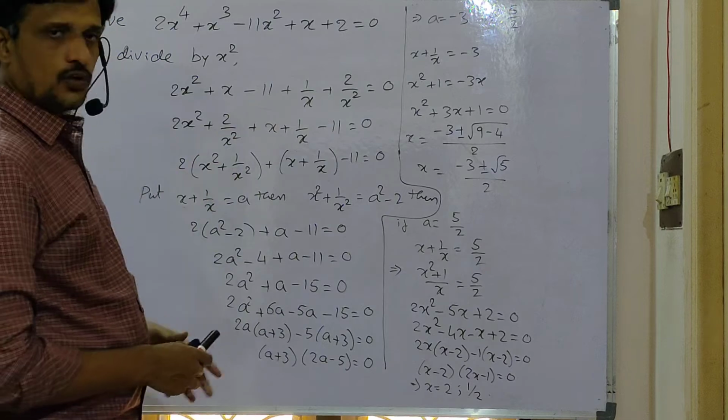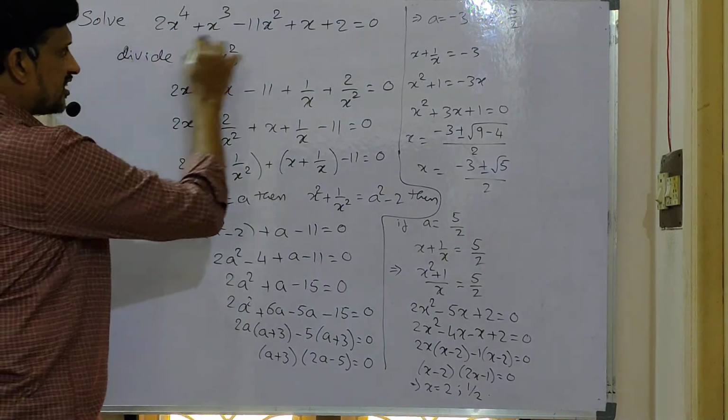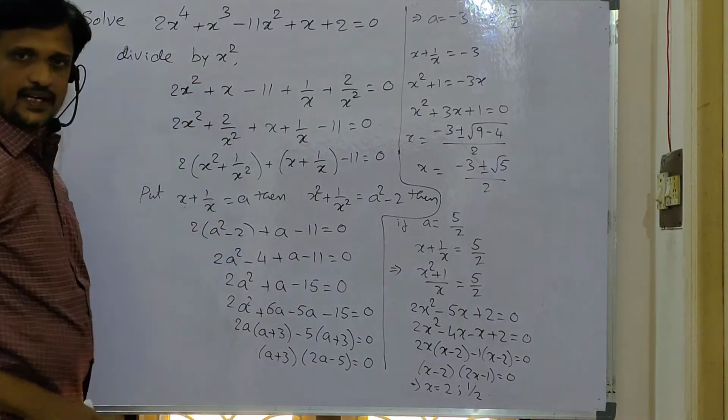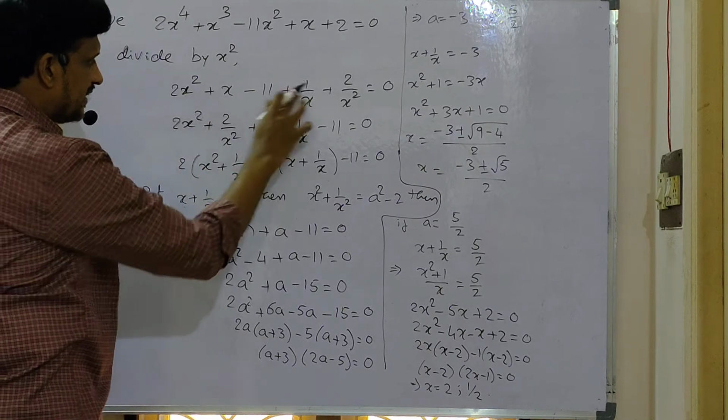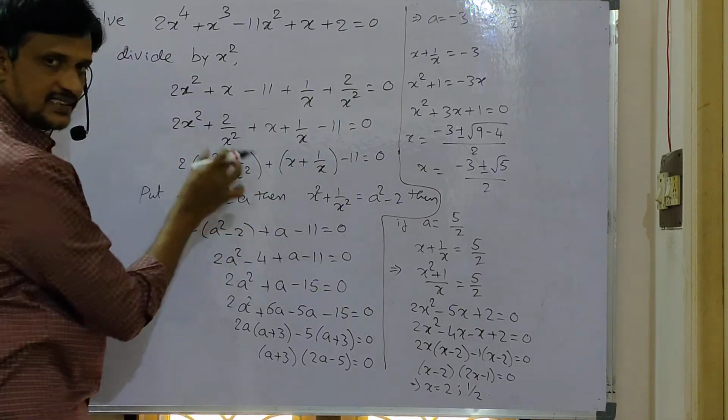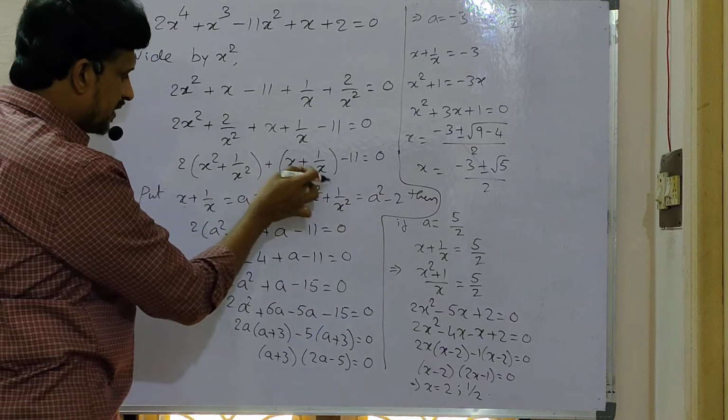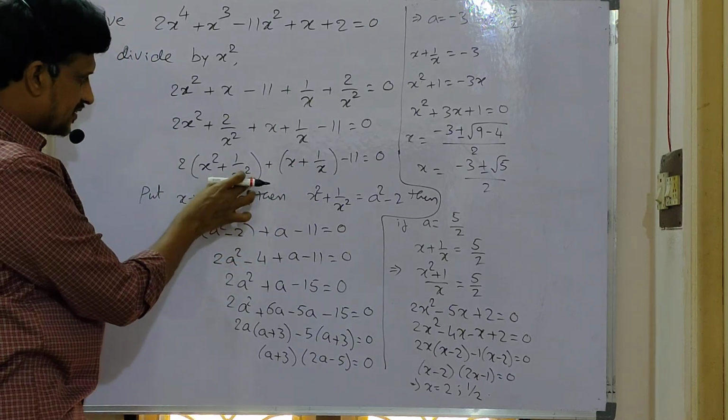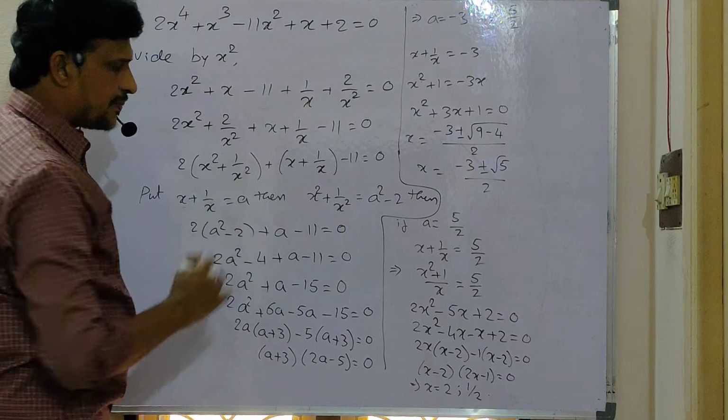How to find these 4 roots? Just observe the given one. First divide the whole equation by x square. Then you are getting this in terms of x plus 1 by x. If you put x plus 1 by x is a, then x square plus 1 by x square will be a square minus 2.